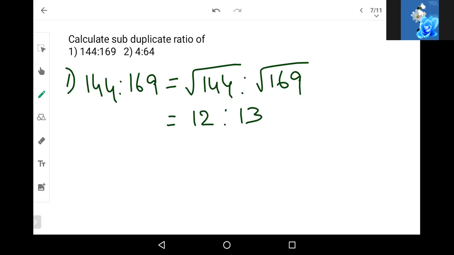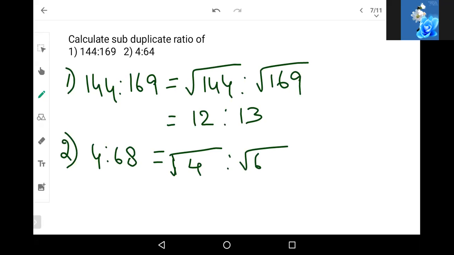Very good. Second one, 4:64. Correct. So for the second one, square root of 4 is to square root of 64. So square root of 4 is 2, is to 64 is 8. So 12:13, 2:8 is the subduplicate ratios of the given numbers.